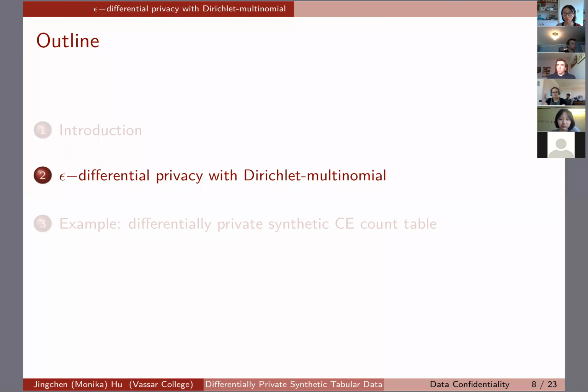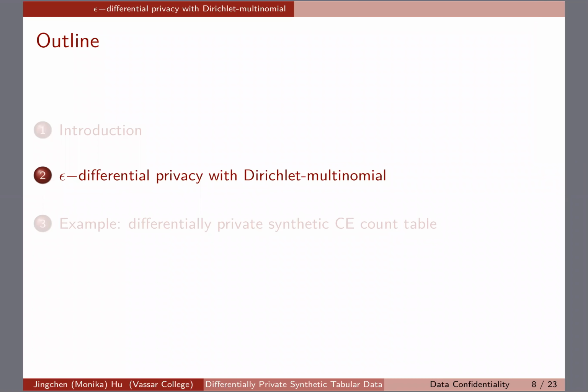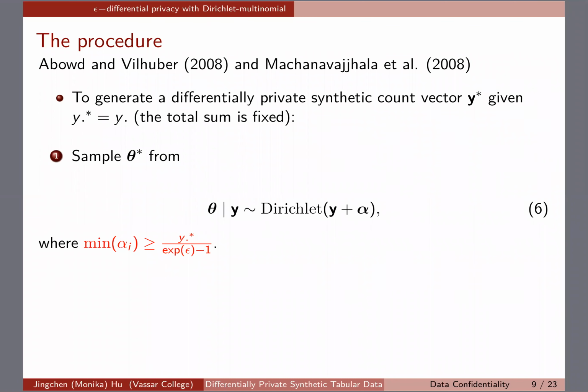All right, so now we're ready to talk about the epsilon differential privacy with Dirichlet-multinomial model. Again, Dirichlet-multinomial is a conjugate Bayesian model for counts, okay? And epsilon differential privacy is a form of privacy guarantee that now we're trying to marry these two together to produce what we call differentially private synthetic tabular data, okay? So let me cover the way to do it first and then show why that works, okay?